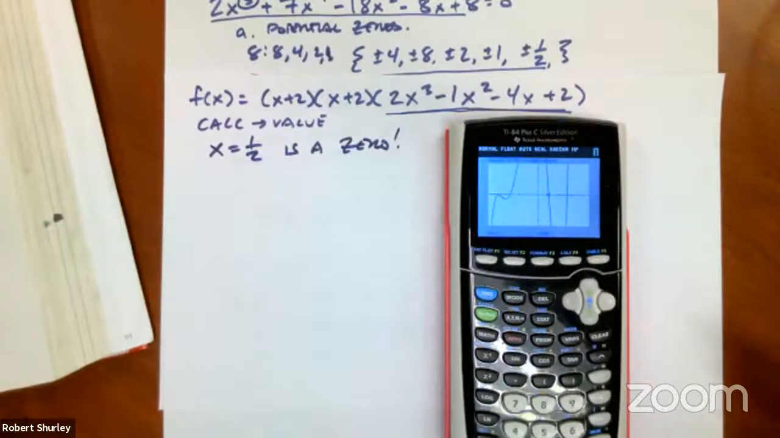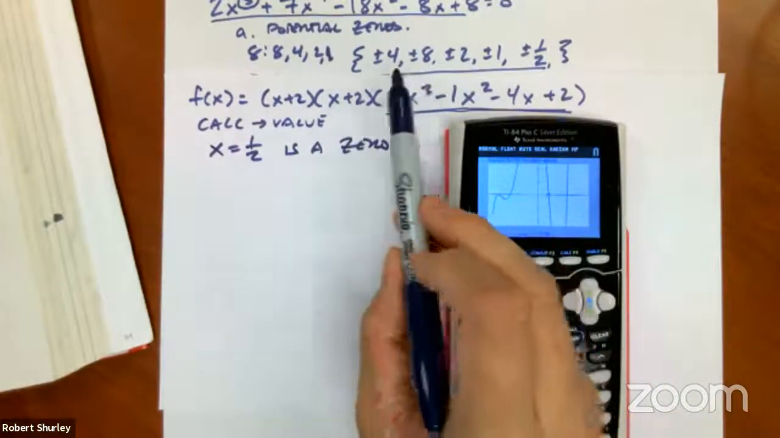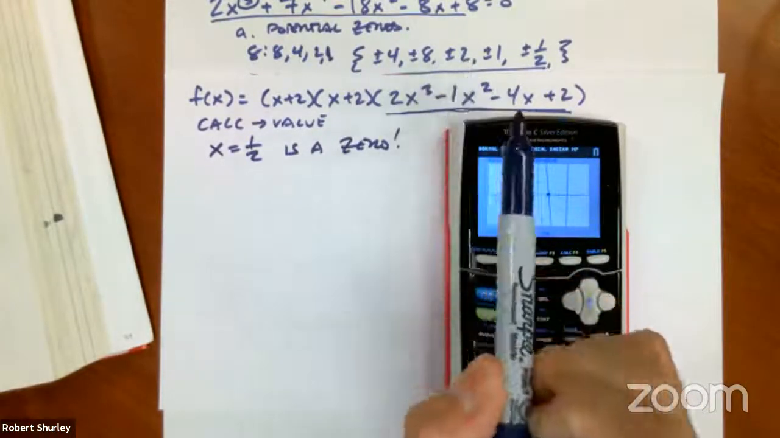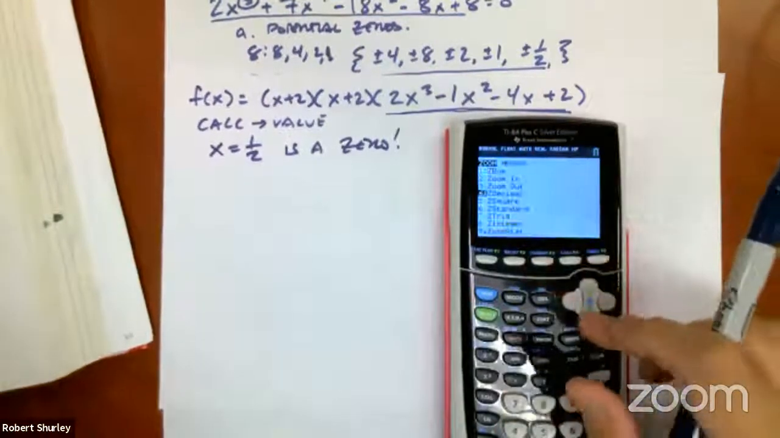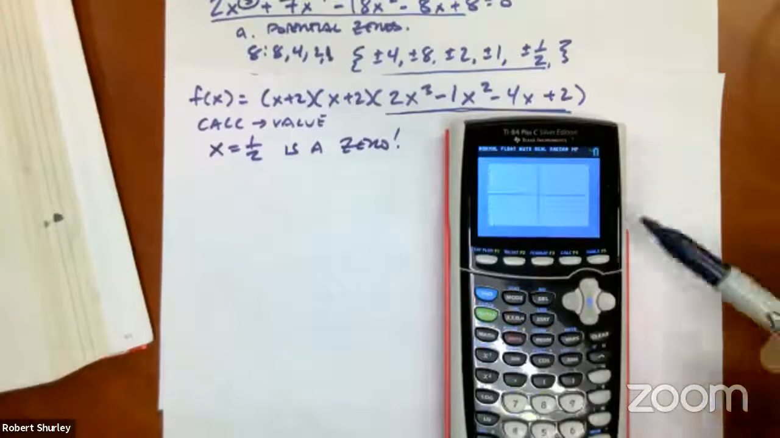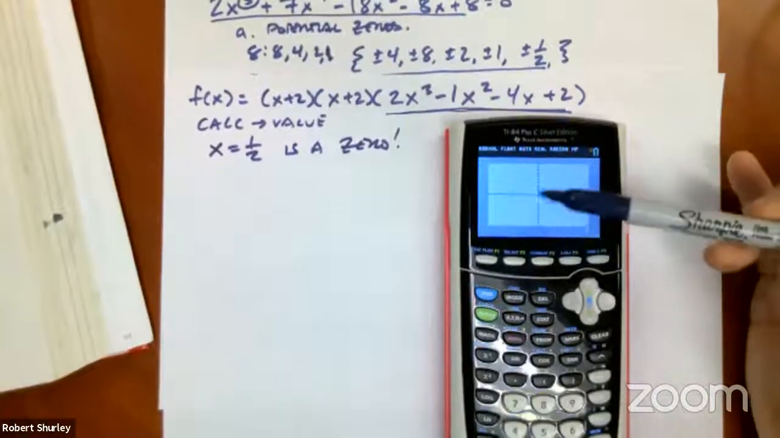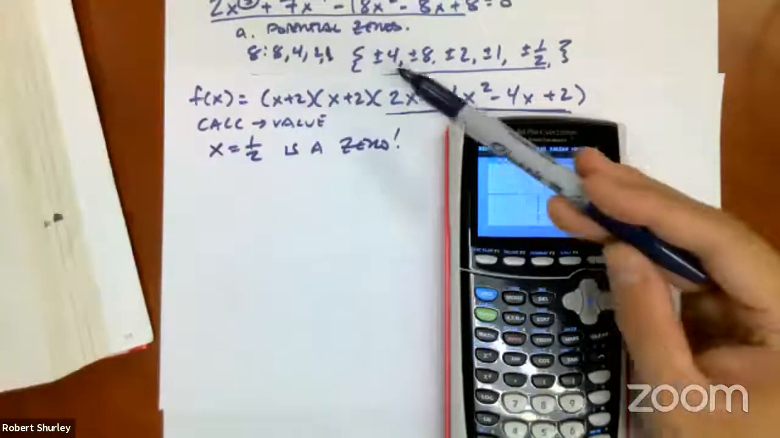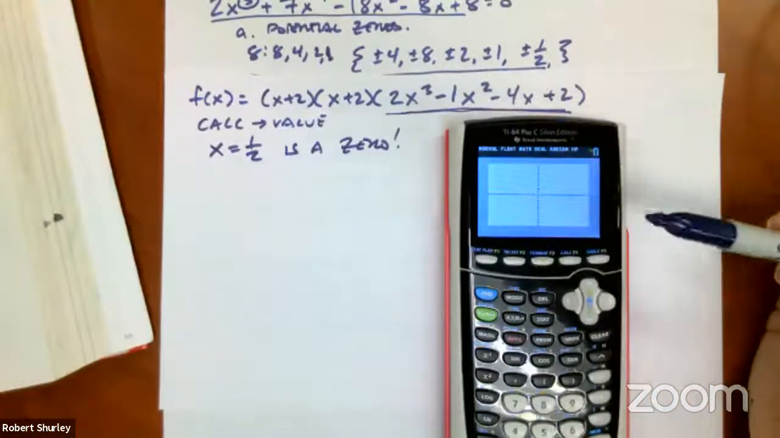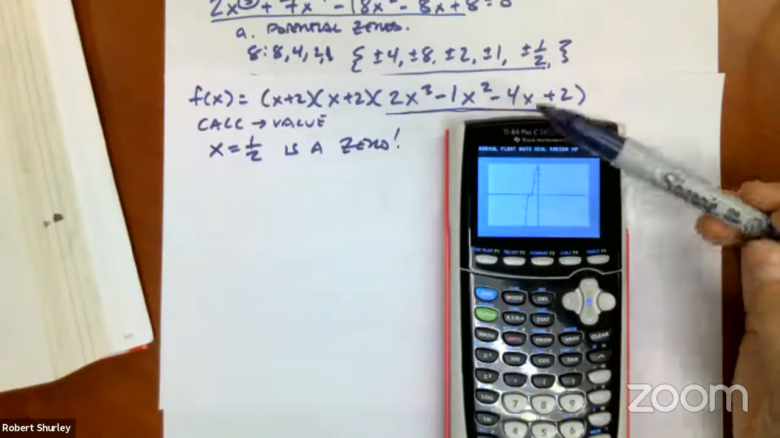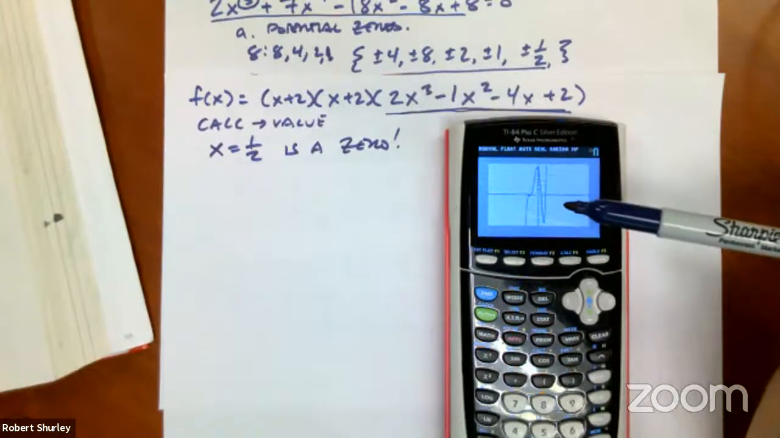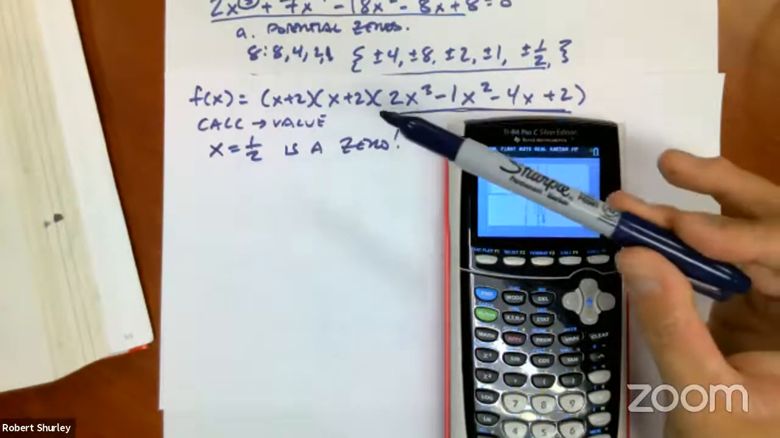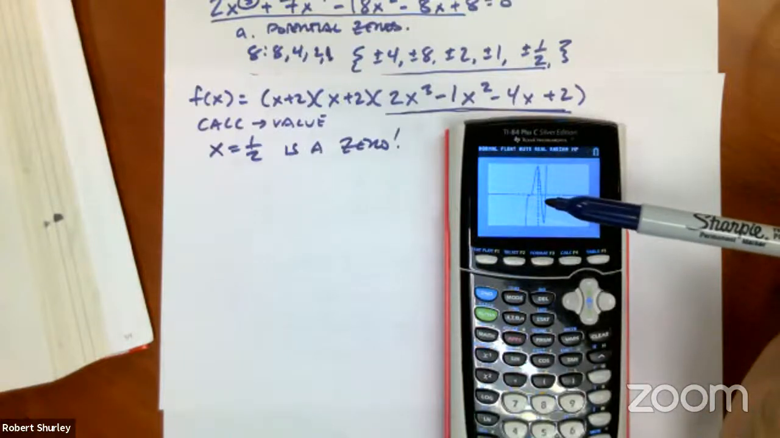Yay. Now notice, I didn't think 4, negative 4, 8, or positive 8, 2, or positive 2, or 1, or negative 1 was a 0. Because if you zoom out on this, if you go back to standard, you'll see this graph never goes through those values for x, okay? It never goes through 4 or 8, 4 or 8 are out here. It goes through negative 2, we know that already, it happened twice. But it doesn't go through positive 2, it doesn't go through 1 or negative 1.